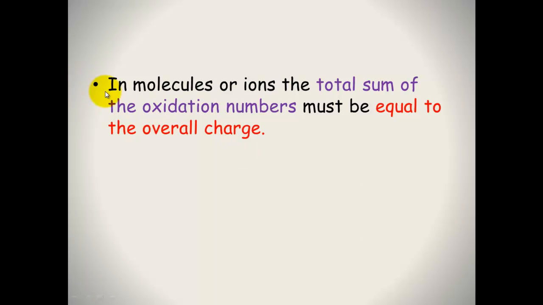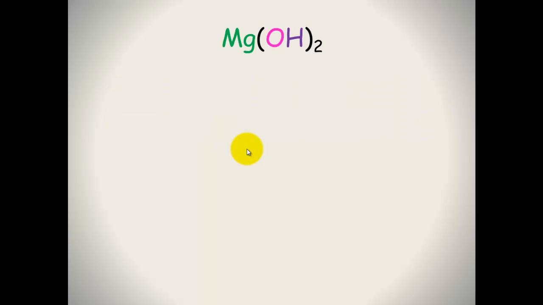Okay. In molecules or ions, the total sum of the oxidation numbers must be equal to the overall charge of the compound, or of the polyatomic ion that we're talking about. So let's look here. Magnesium hydroxide. Let's look at our rules.